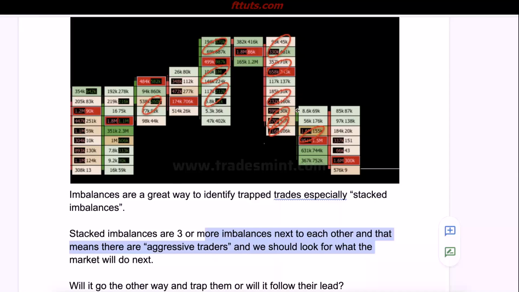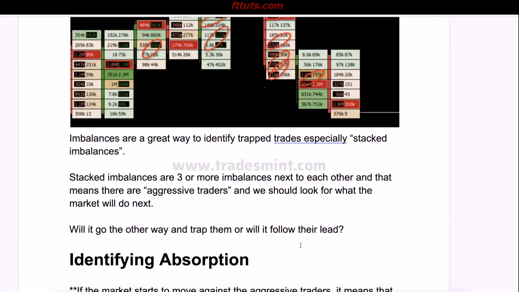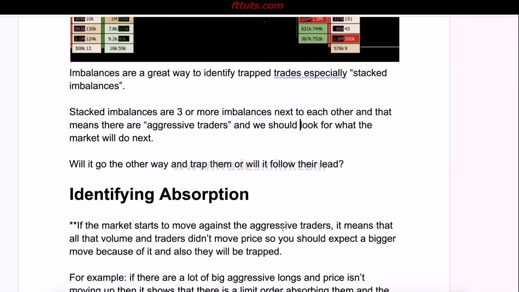But yeah, these are imbalances. These are stacked imbalances. Whenever we see these things, we need to see what's going to happen here. If we see stacked imbalances at support, it's either going to lead to a breakdown of the level, or those traders are going to get trapped. If the market starts to move against the aggressive traders, it means that all the volume wasn't effective at moving the price in that direction. And so you should expect a big move in the opposite direction because those traders are trapped.